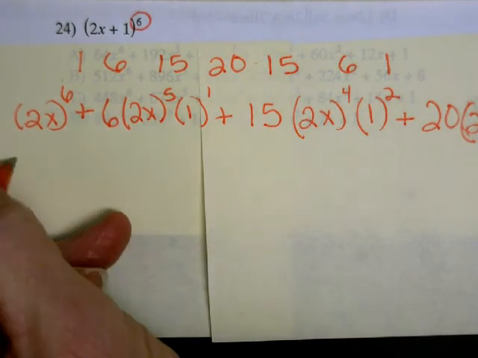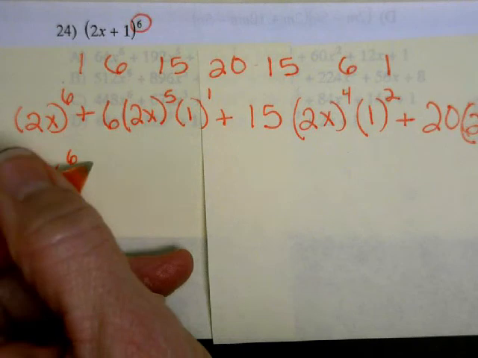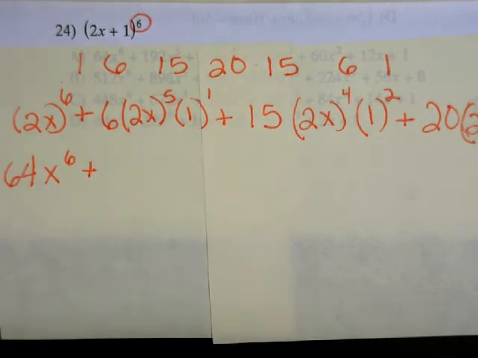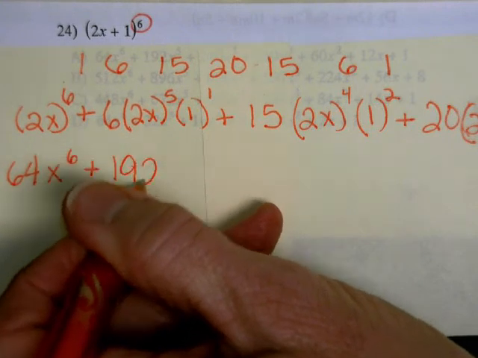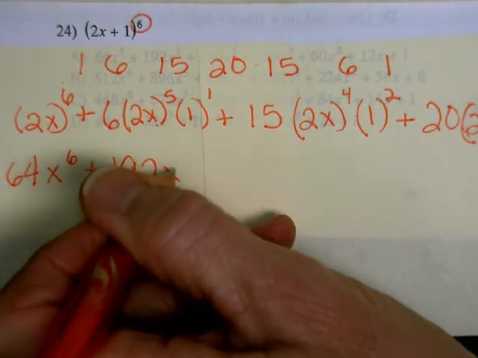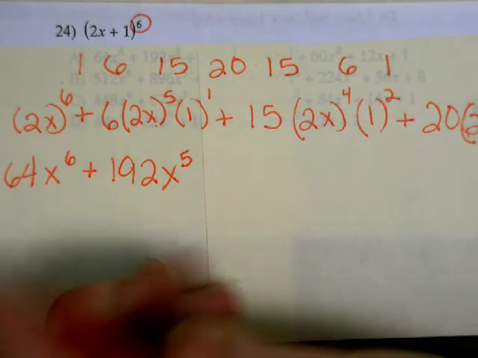Okay. 2 to the 6th power. You guys know how to do that in the calculator, right? 64, x to the 6th. And that guy is 6 times 32. Let me see if I did that one. Yes, 192.